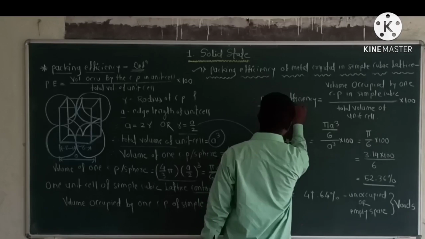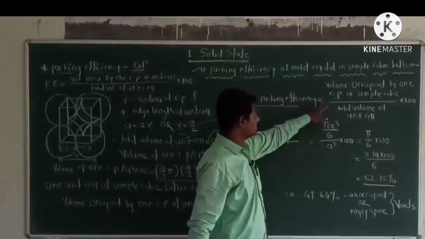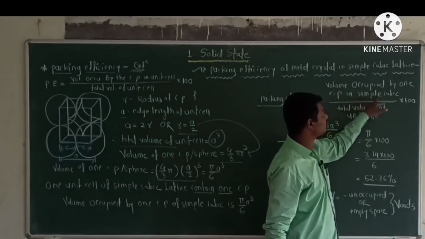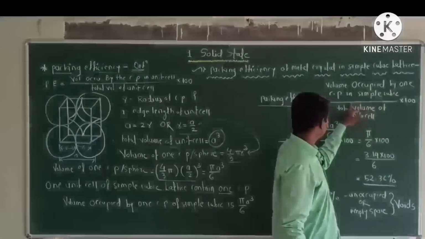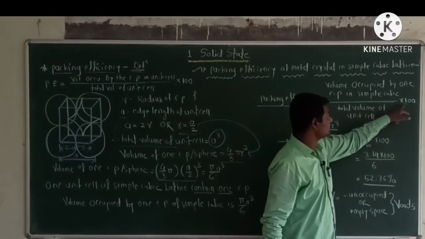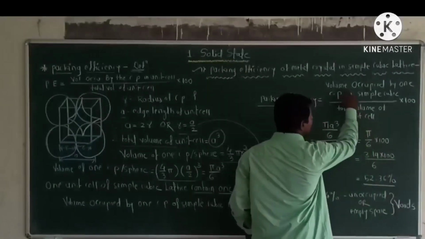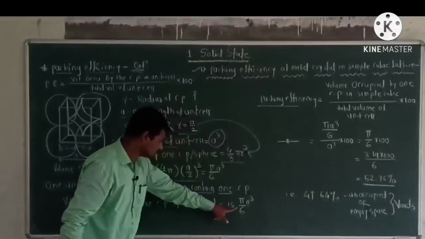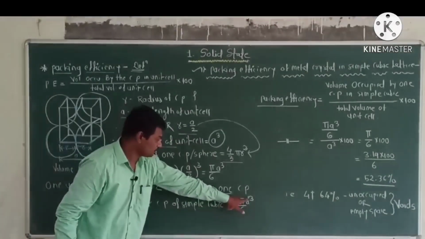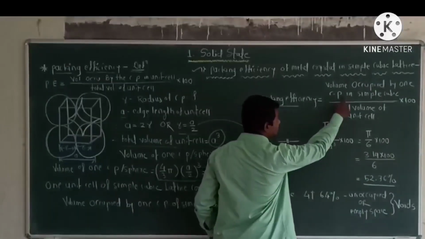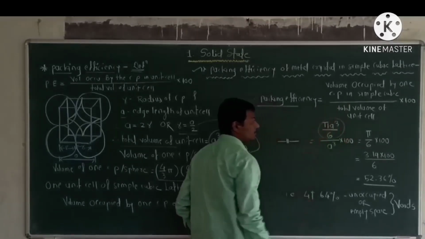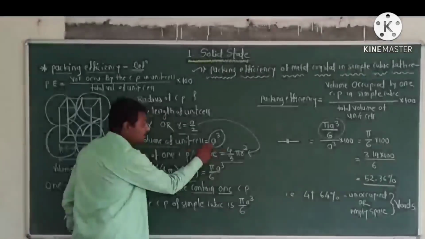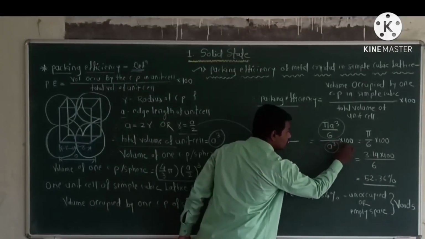Therefore, the packing efficiency is the volume occupied by the one constituent particle in a simple cubic divided by the total volume of a unit cell, into 100. Now, the volume occupied by the one constituent particle in a unit cell of a simple cubic is pi a cube upon 6. Put this value in this equation here, divided by the total volume of the unit cell, that is a cube, into 100.